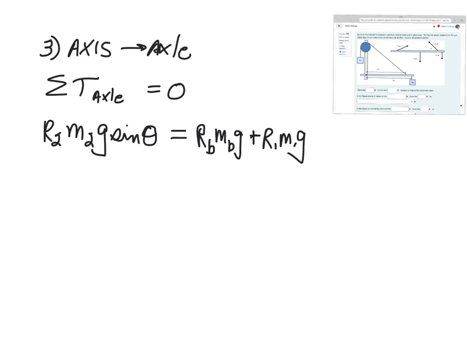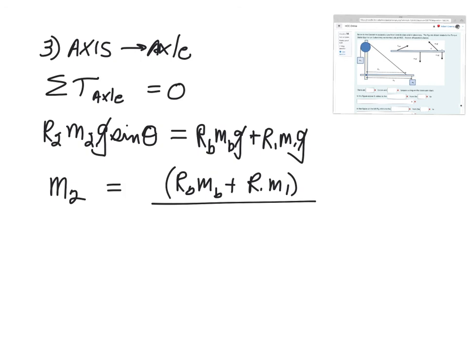And so you just need to solve this for M2. And if we divide both sides of the equation by G, as in the other example, the G goes out, and so the M2 is simply the RB MB plus R1 M1 all divided by R2 sine theta. Okay.